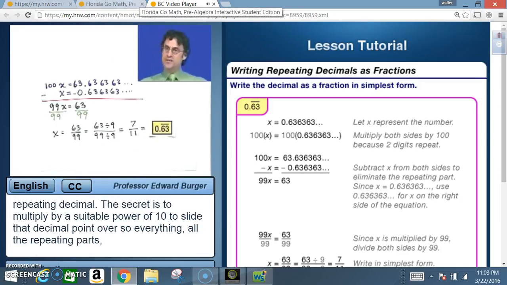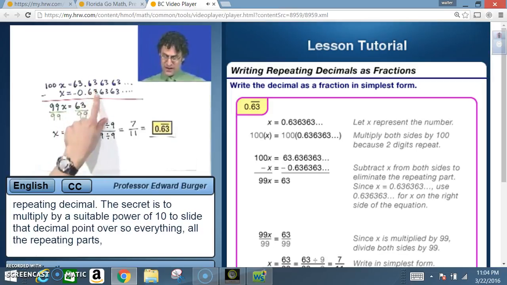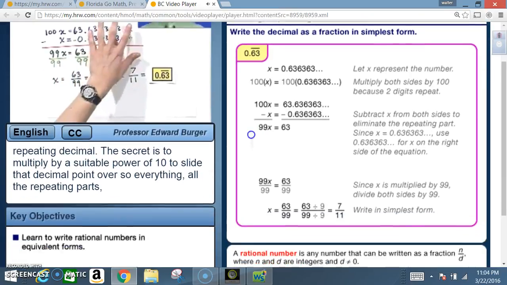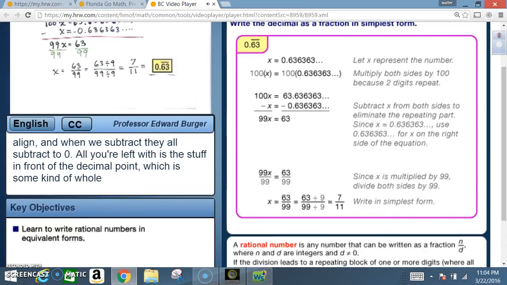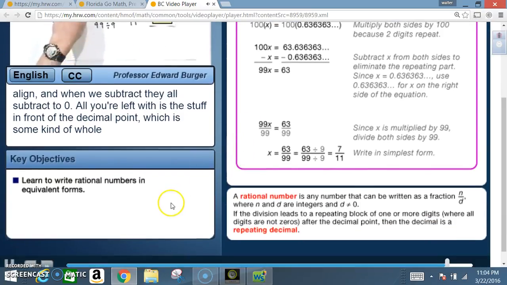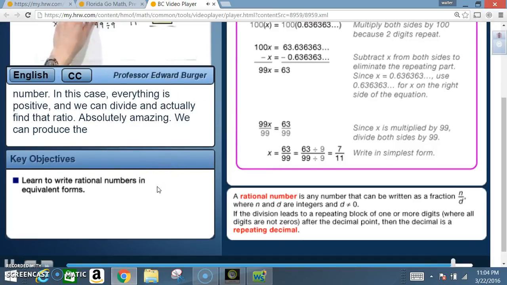It's really cool that you can actually see for yourself the rational number that is equivalent to a repeating decimal. The secret is to multiply by a suitable power of 10 to slide that decimal point over so all the repeating parts align, and when we subtract, they all subtract to 0. All you're left with is the stuff in front of the decimal point, which is some kind of whole number, in this case, since everything is positive, and we can divide and actually find that ratio.